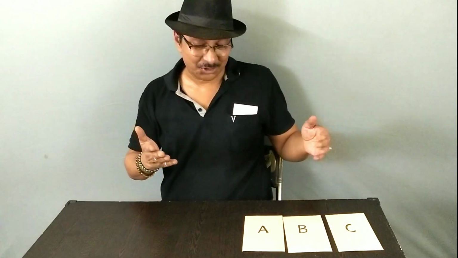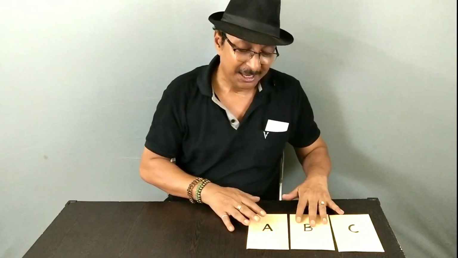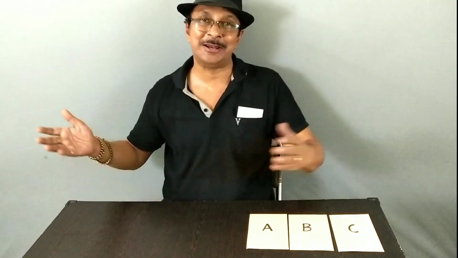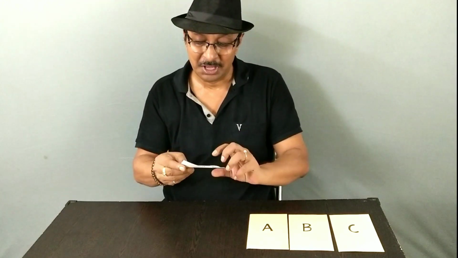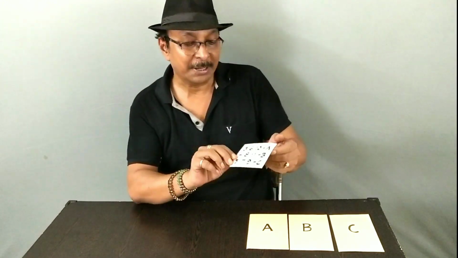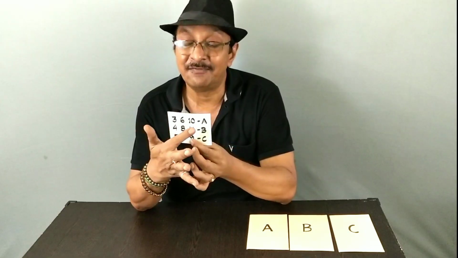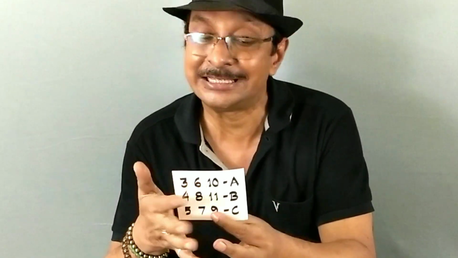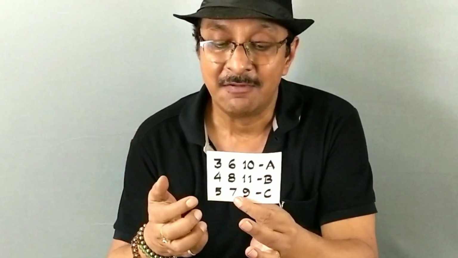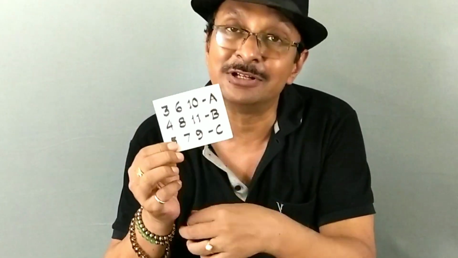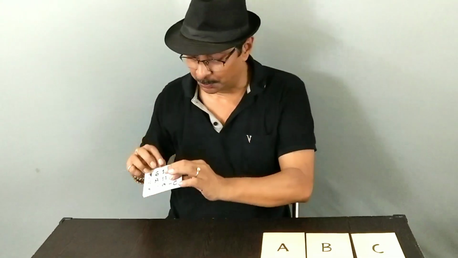You show 3 envelopes, they are marked A, B and C. You can perform this standing in front of a larger audience, or you can perform at a close-up situation like this, and you then show a chart. Now, this chart shows some numbers and the values. For example, 3, 6, 10 is equal to A, 4, 8, 11 is equal to B, 5, 7, 9 is equal to C. So this is the chart they have to follow. So you put it here.